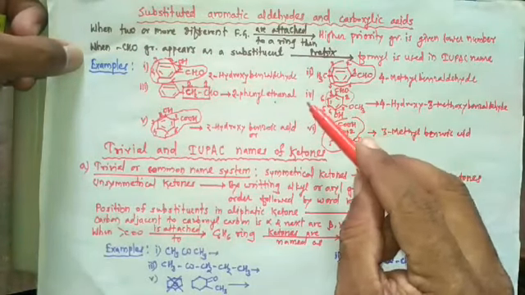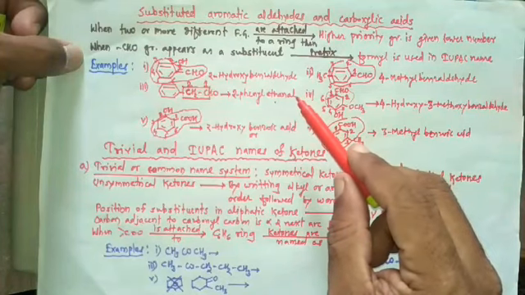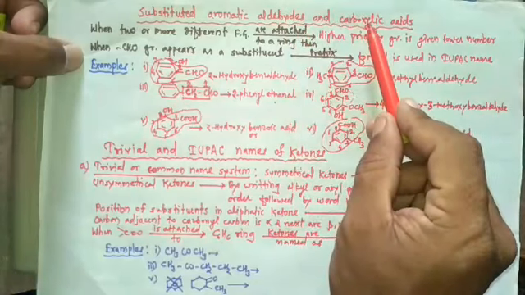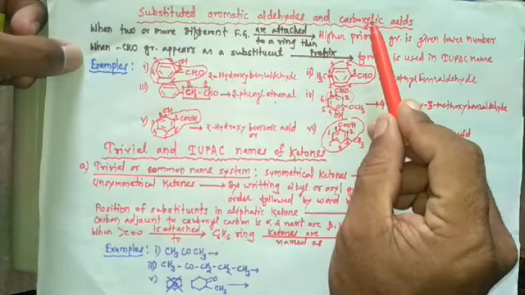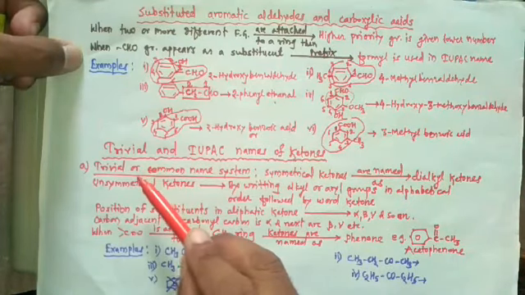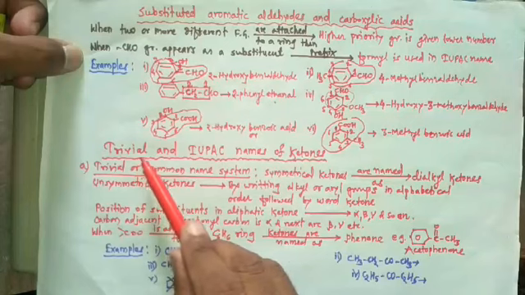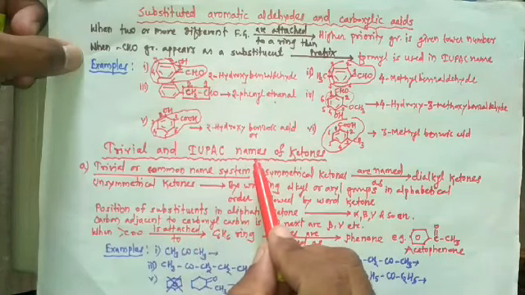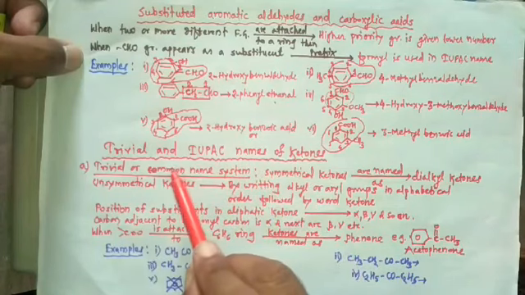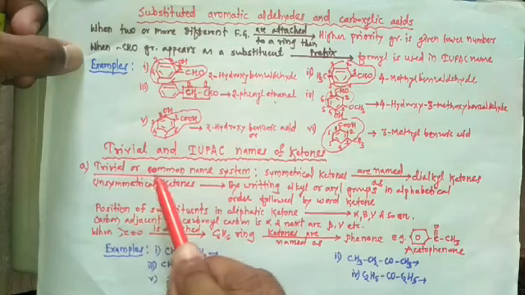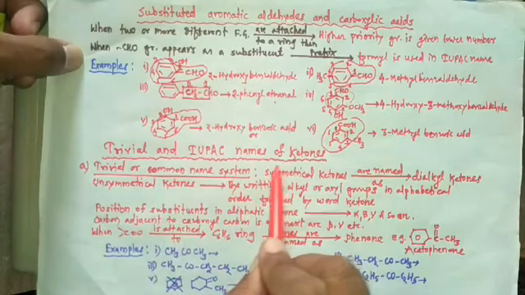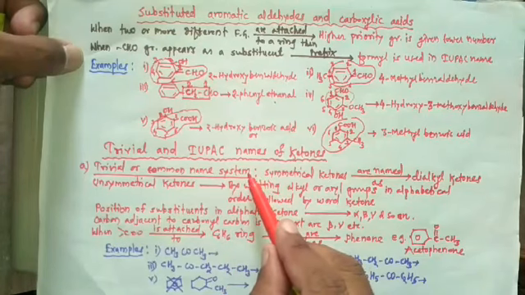So here we completed the nomenclature system in case of aldehydes and carboxylic acids. The next article in this topic is trivial and IUPAC names of ketones. So let's study trivial, or common name system of ketones. First of all, let's study the common name system for ketones.